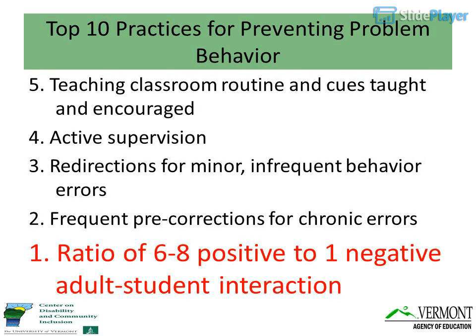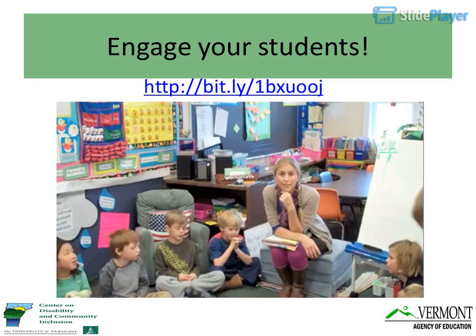Top 10 practices for preventing problem behavior. 5. Teaching classroom routines and cues, taught and encouraged. 4. Active supervision. 3. Redirections for minor, infrequent behavior errors. 2. Frequent pre-corrections for chronic errors. 1. Ratio of 6 to 8 positive to 1 negative adult-student interaction. Prompt folks to come up with their own strategies. Engage your students.